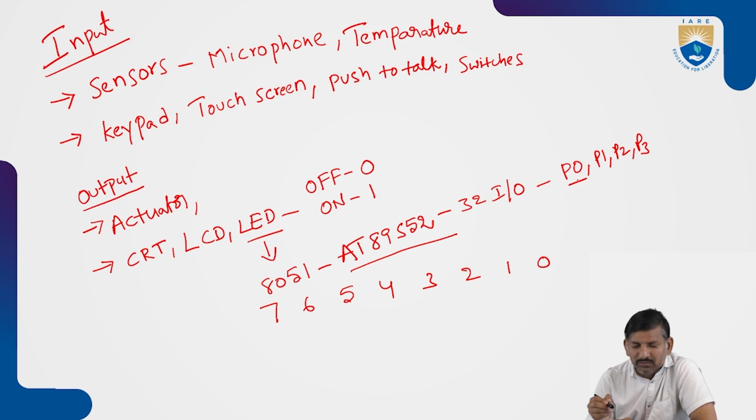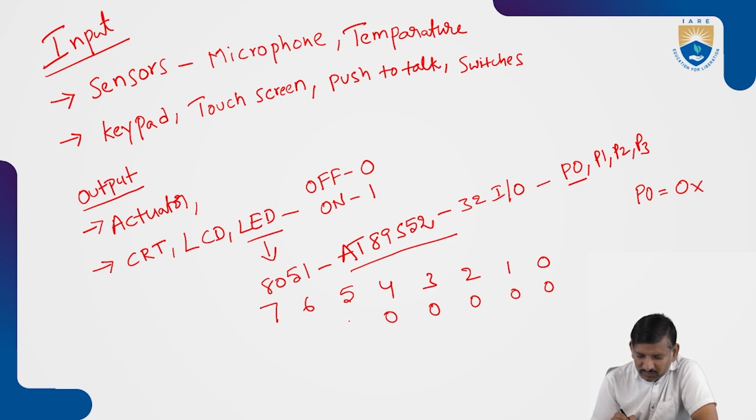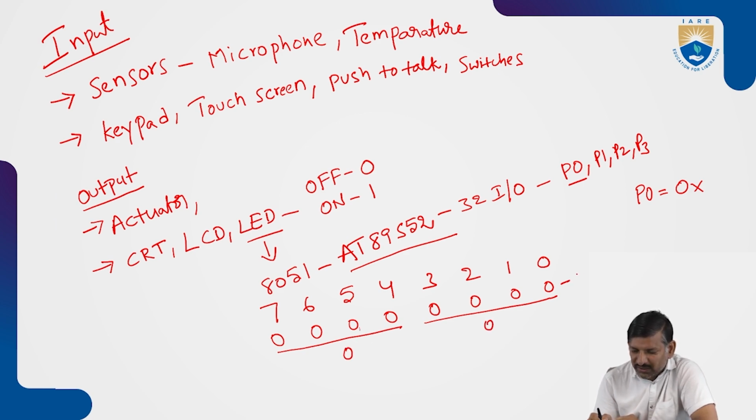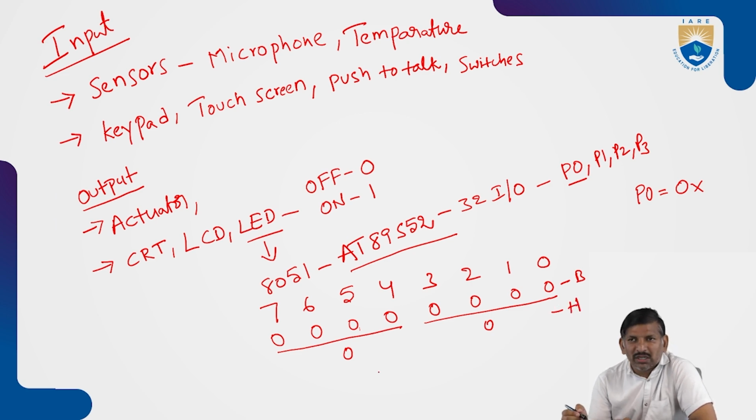I am taking port 0. In that I want to blink the 0th LED. Initially the LED is in off condition, so port 0 equals 0x. Off means all LEDs are 0. Initially, I have turned off all LEDs. So the corresponding hexadecimal value is 4 zeros means 0, 4 zeros means 0. This is binary representation, this is hexadecimal representation. In the program, I am giving the hexadecimal value. So port 0 equals 0x00 in the initial condition.